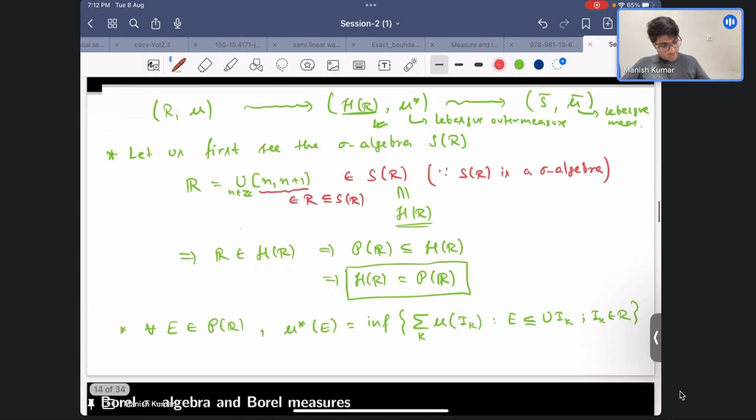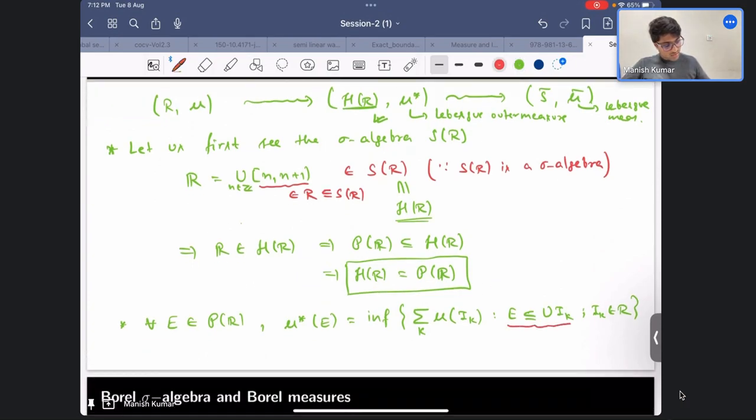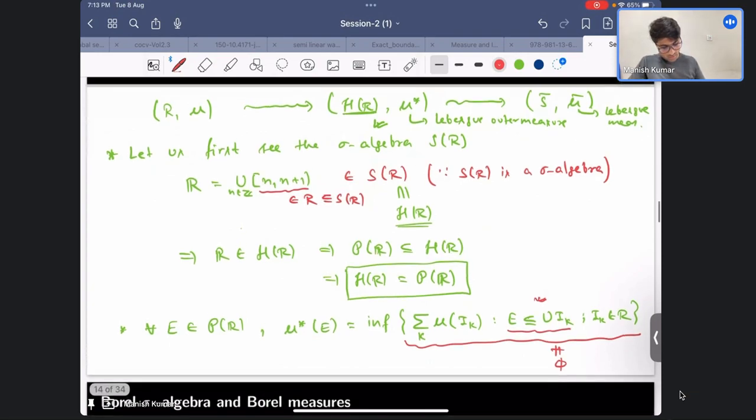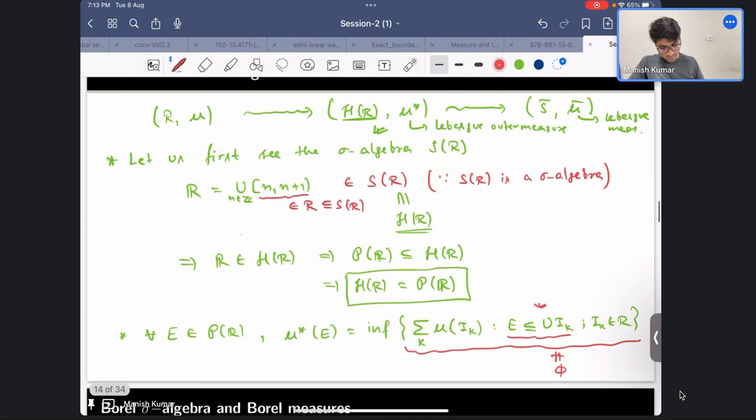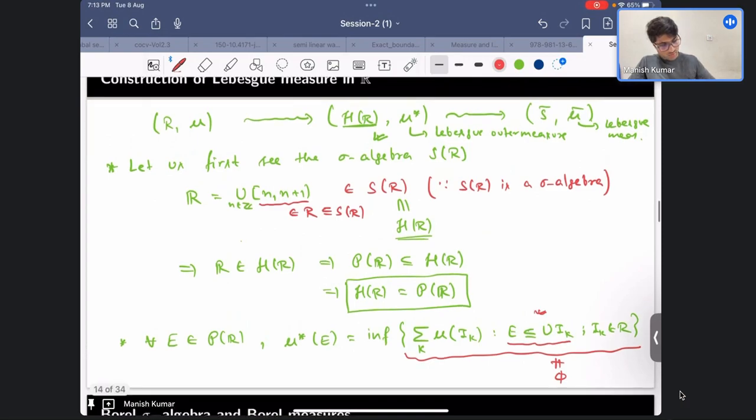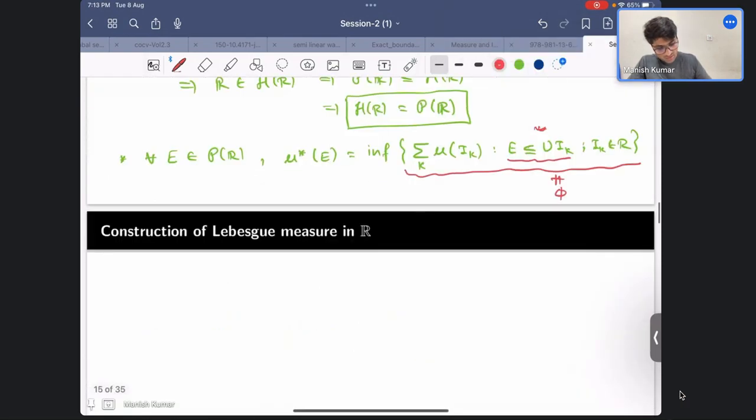Now, can you tell me that such a cover exists? In other words, can you tell me that this set is non-empty? If you choose any subset of R, it has some cover. Such covers exist, and so such a summation exists, and to take the infimum you need the set to be non-empty, right? In fact, it is clear from this expression.